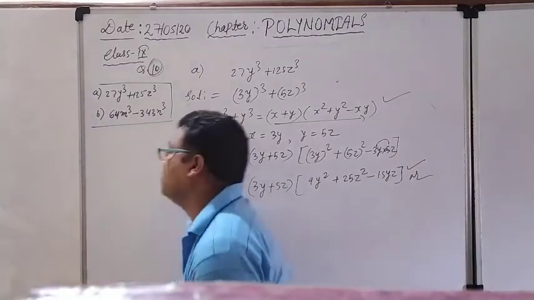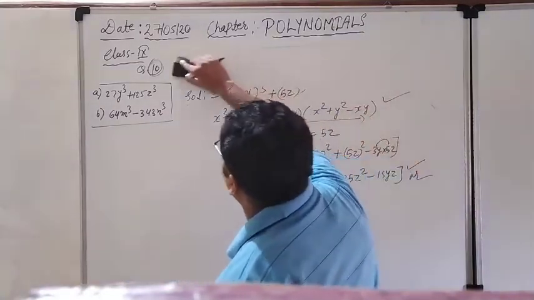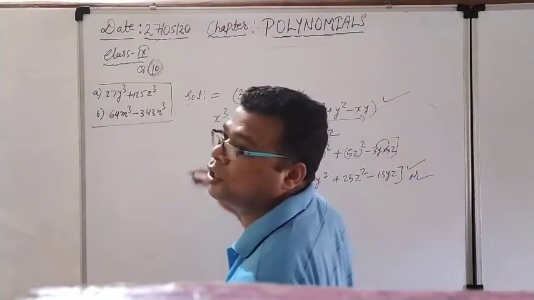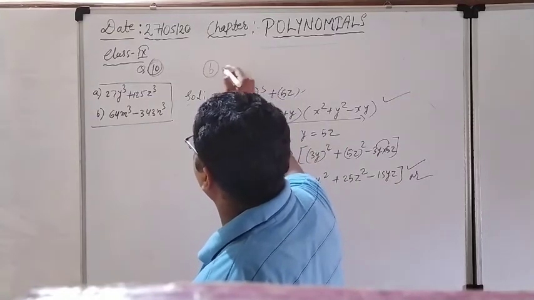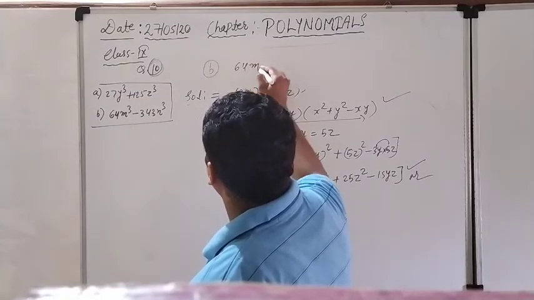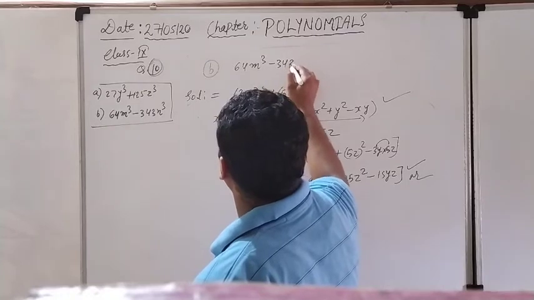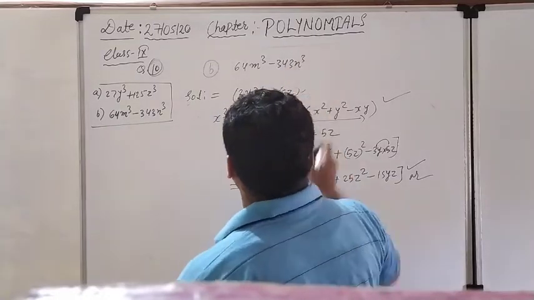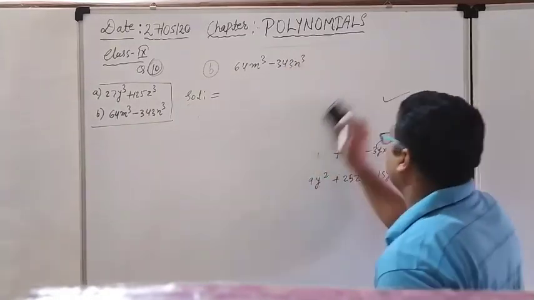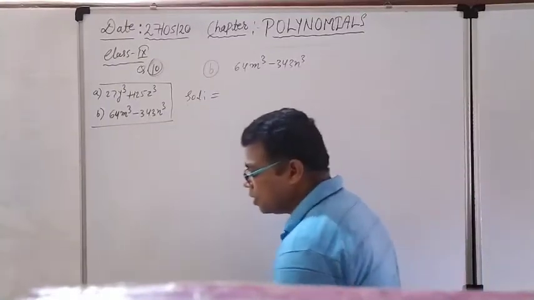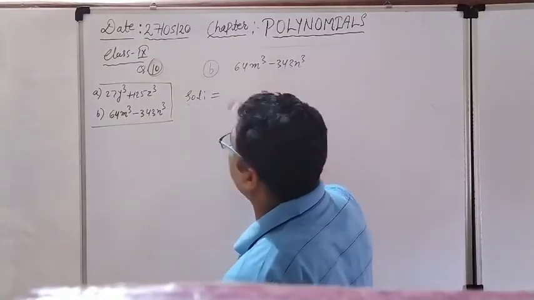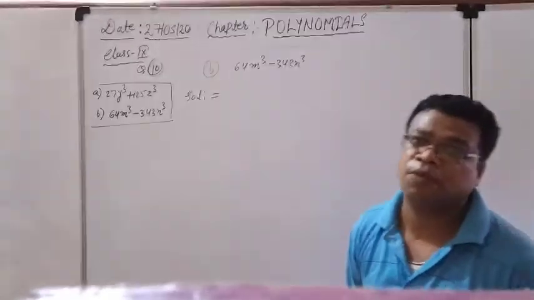Right now I am solving the B question in front of you. Look, I am going for the B question. I am solving the B question fast. 64n cube minus 343n is n cube. Right now see here, what is the solution? Look carefully. Again these are coming in the format. Look, this we have to convert in the form of x cube minus y cube.